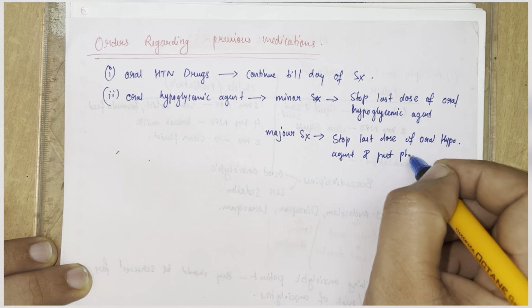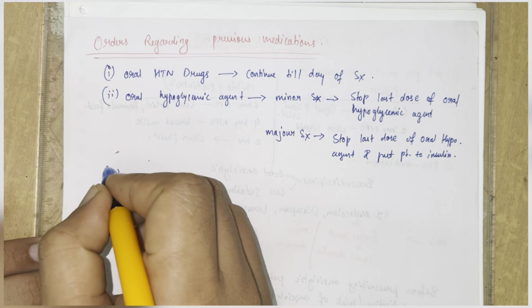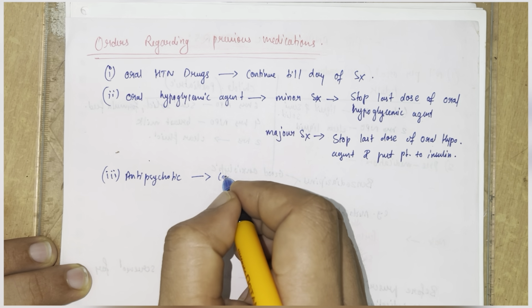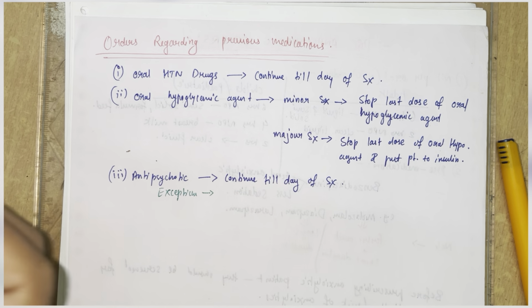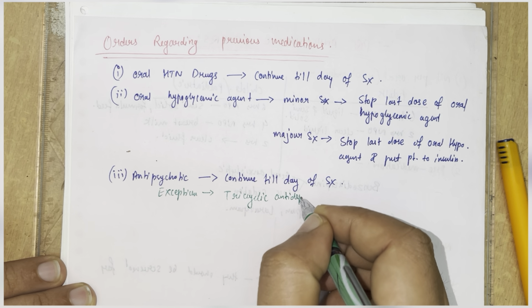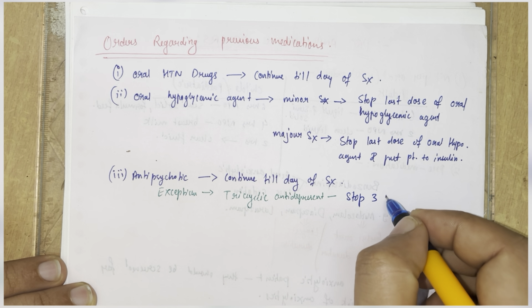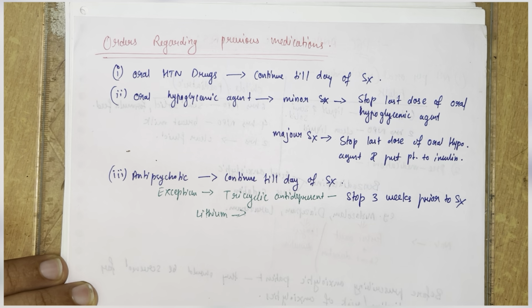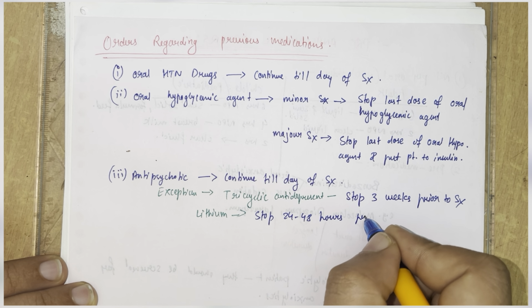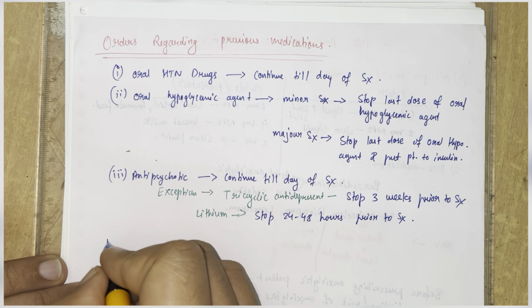Okay friends, now antipsychotic drugs. Antipsychotic drugs are also continued till the day of the surgery except in two conditions. Tricyclic antidepressants should be stopped 3 weeks prior to the surgery, and lithium should be stopped 24 to 48 hours prior to the surgery.